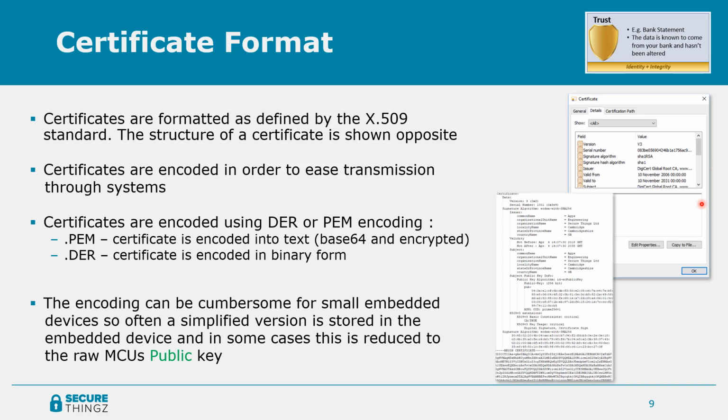Now, certificates are actually encoded to allow them to be transmitted easily. There are two types of encoding: DER and PEM. Now, DER is actually a binary form, which is obviously difficult to transmit if it's straight binary, so a better version is if we can have it in a textual version, and that's what a PEM format is. Now, the encoding can be cumbersome, especially for small embedded devices, and so sometimes it can be simplified by simply holding the public key of the certificate.